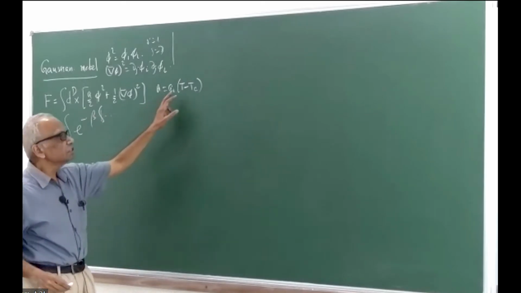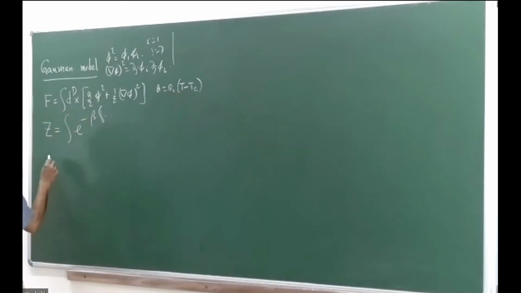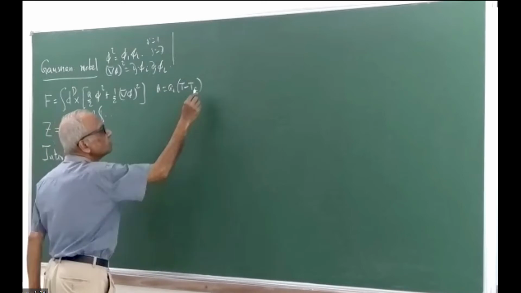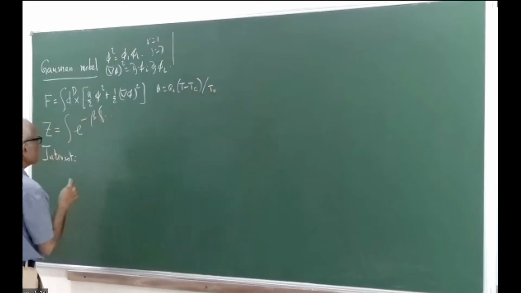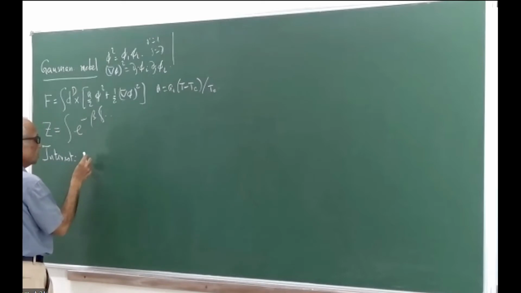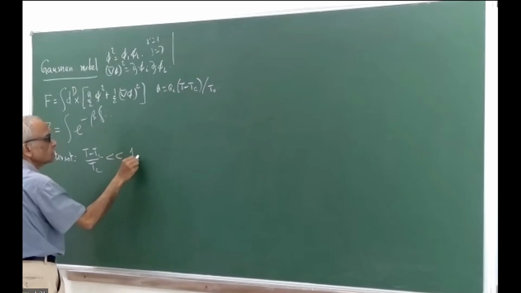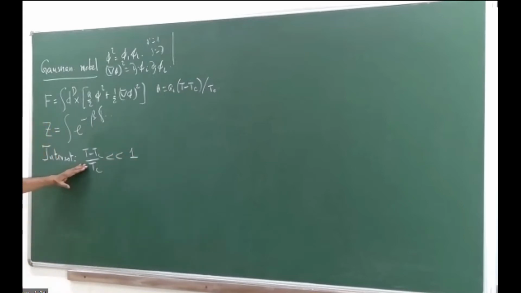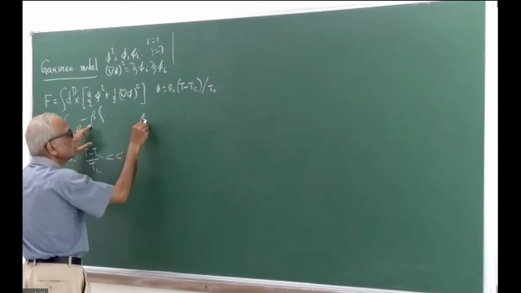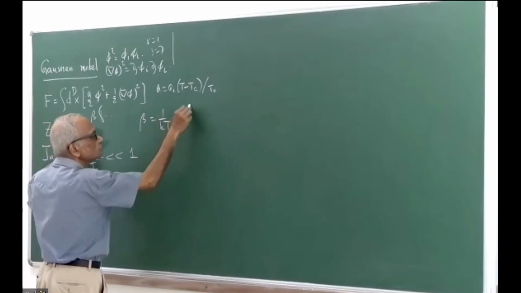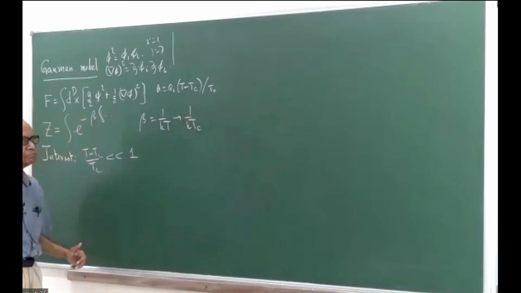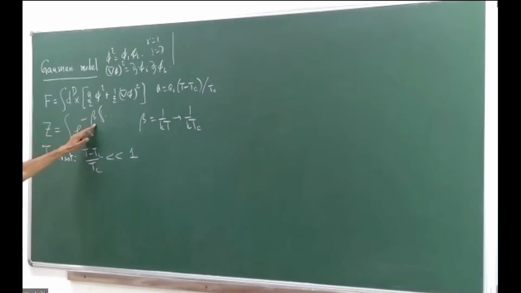Our interest is entirely in, if I make it a Tc over here so that it's dimensionless, (T minus Tc) over Tc much smaller than 1. That is the only range of interest. So there's this beta over here. The beta, which is 1 over kT, is really just 1 over kTc. So no temperature dependence coming from the beta over here.